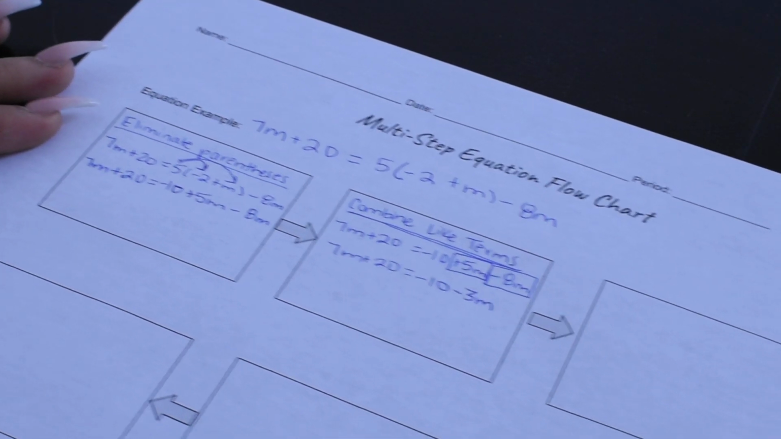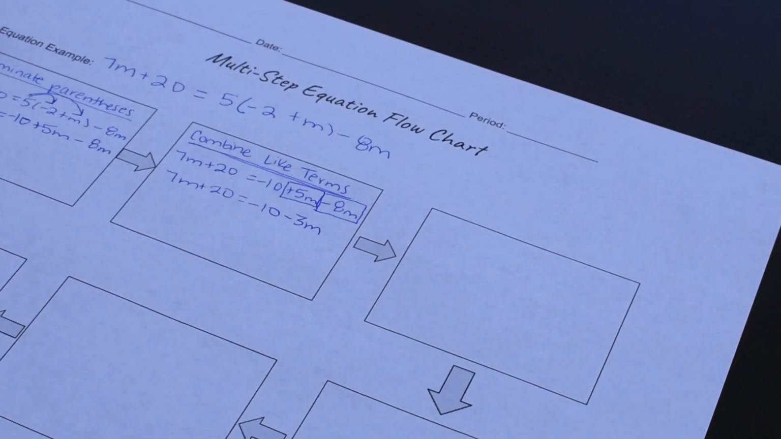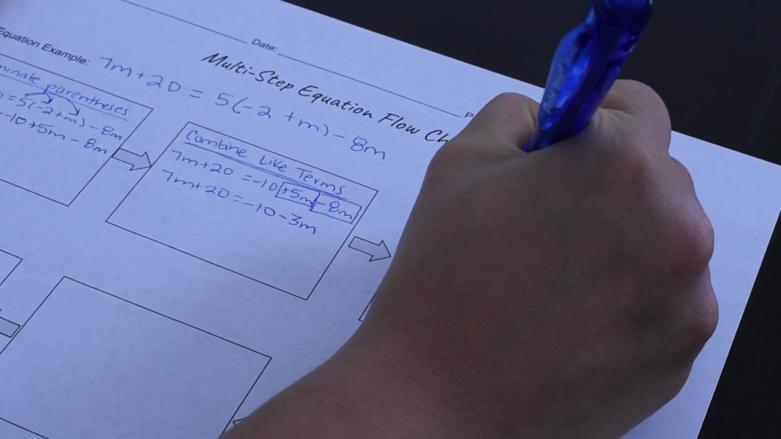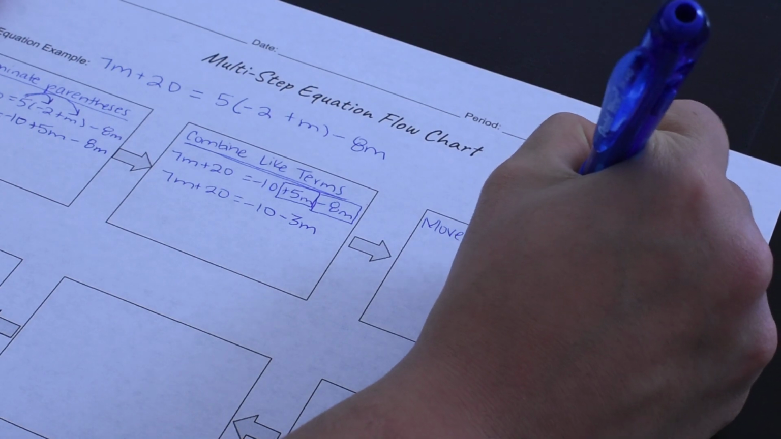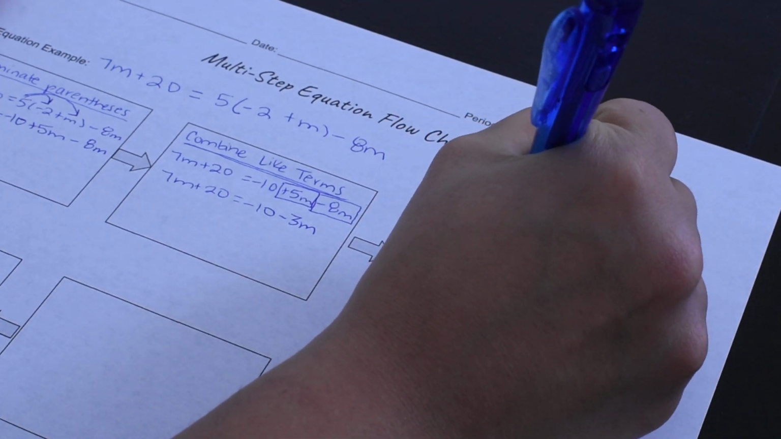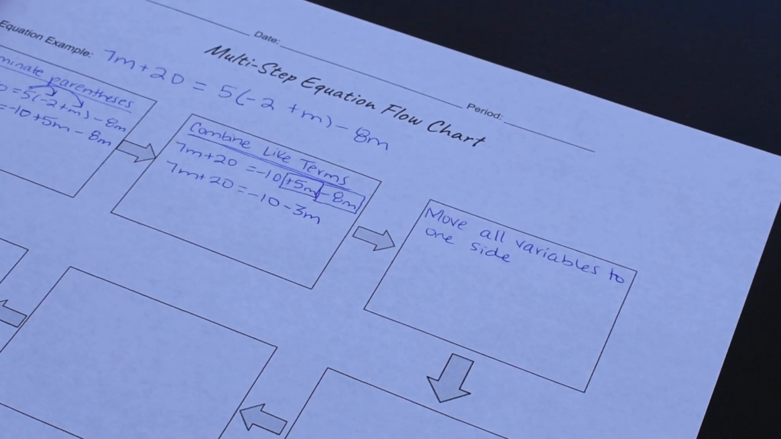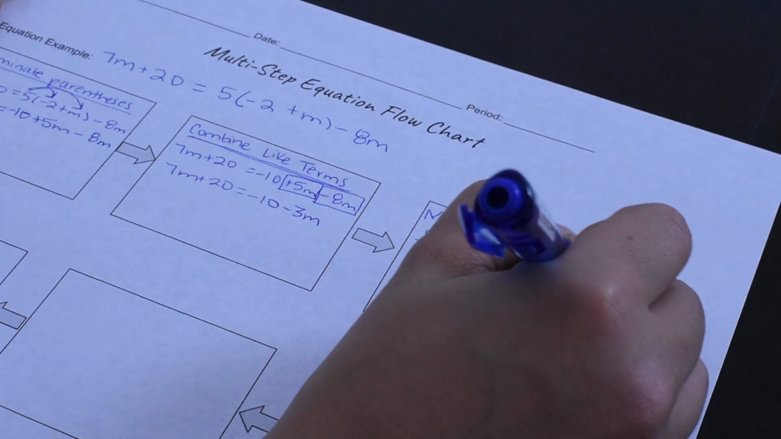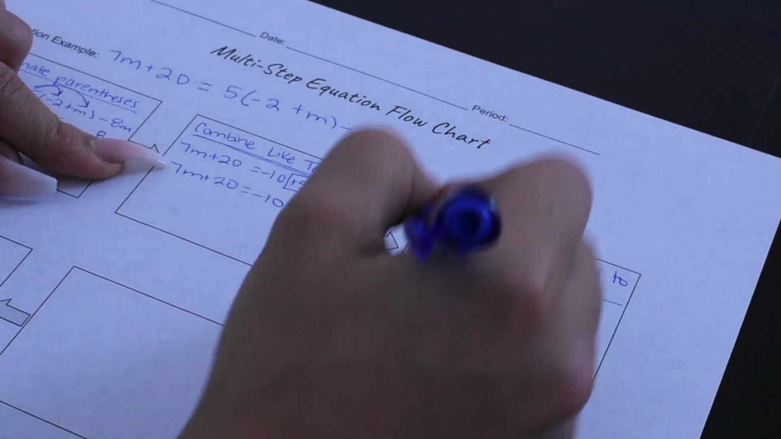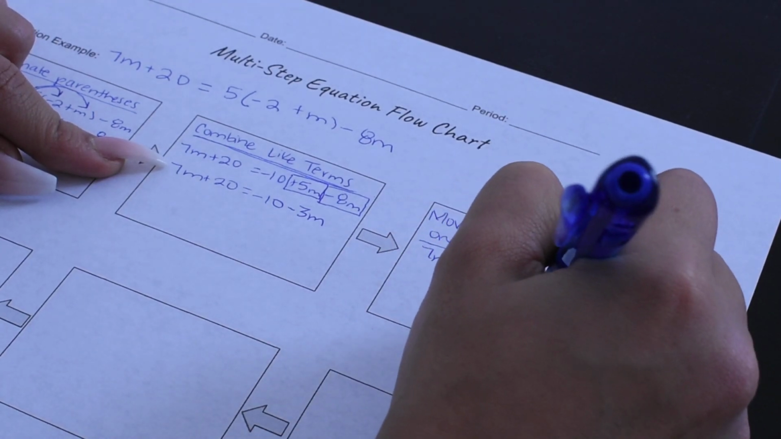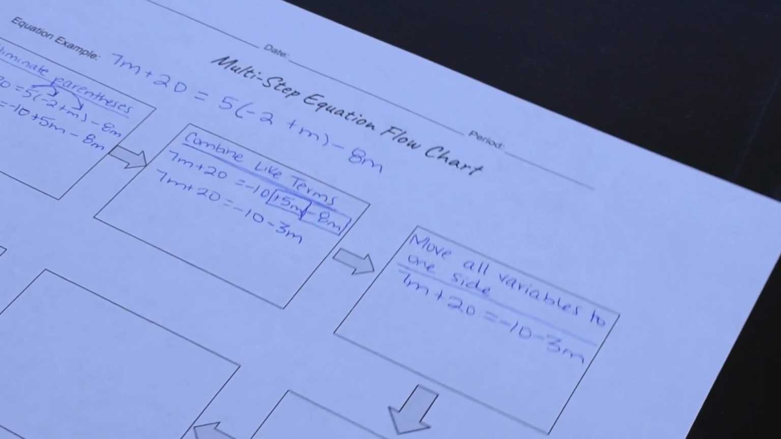The next thing we're going to do is we are going to move all the variables to one side. Move all variables to one side. All right. So let me underline this. So I ended up with this equation, so I'm going to write it. 7m plus 20 equals negative 10 minus 3m. All right.